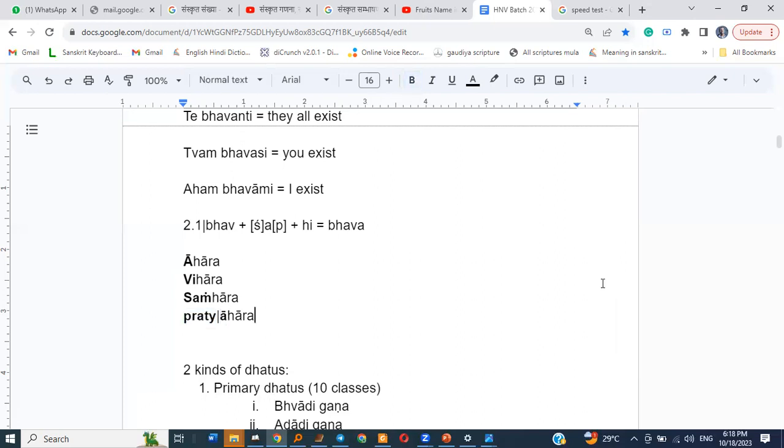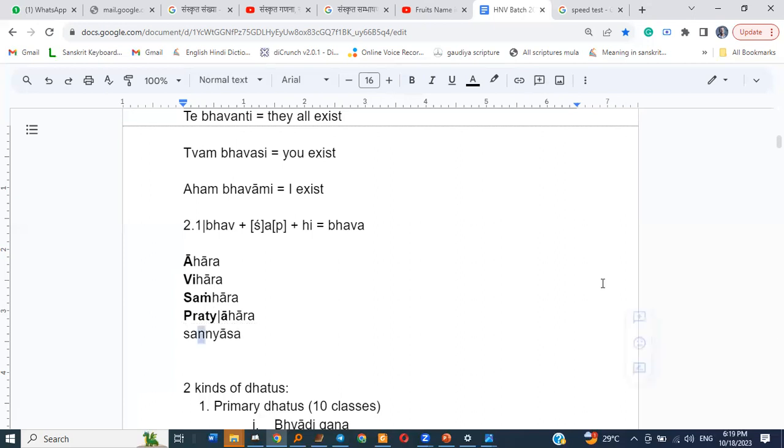In sannyasa, there are three prefixes. San, nyasa. So san is one prefix, ni is another, and a is one. So three prefixes in sannyas. So in this way, the root word could be the same, but the meanings change due to the change in the prefixes and all. So yeah, the point is that.